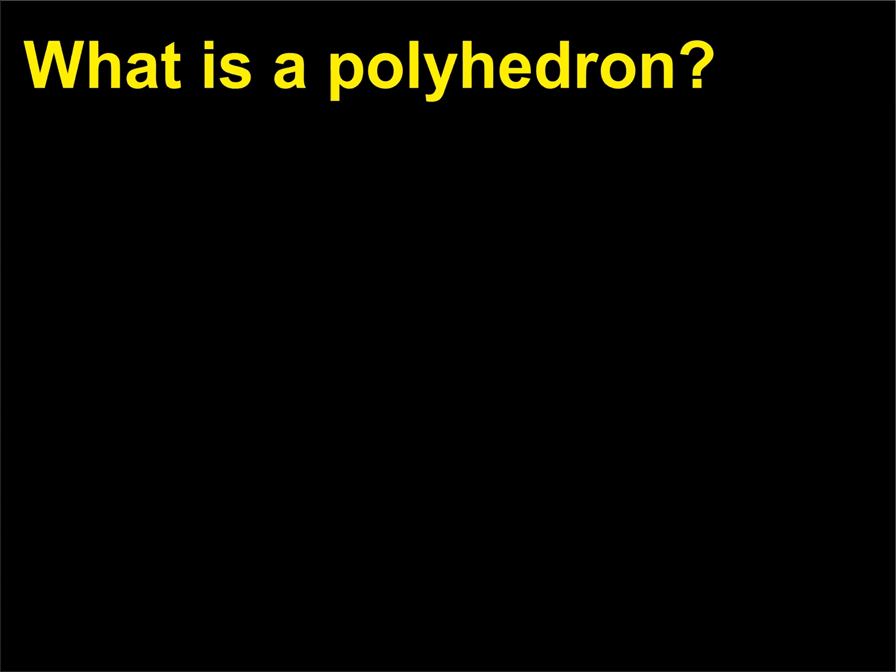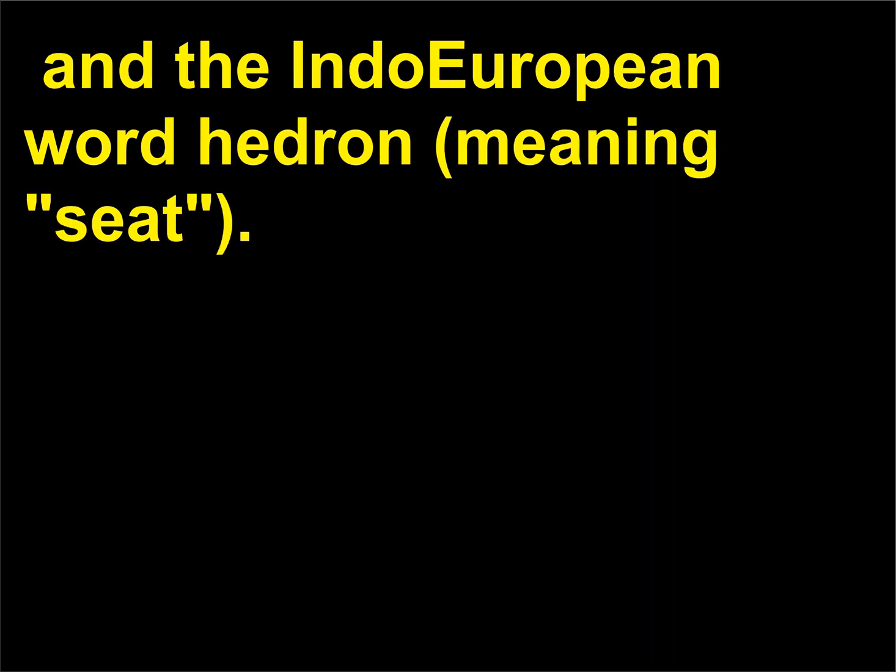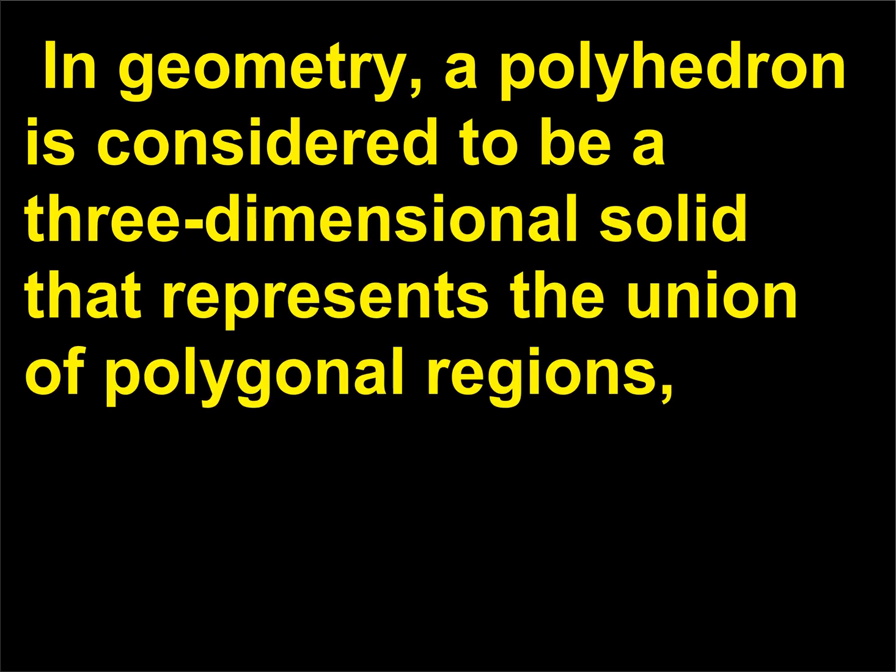What is a polyhedron? The word polyhedron comes from the Greek poly, meaning many, and the Indo-European word hedron, meaning seed. In geometry, a polyhedron is considered to be a three-dimensional solid that represents the union of polygonal regions, usually joined at their edges and having no gaps.